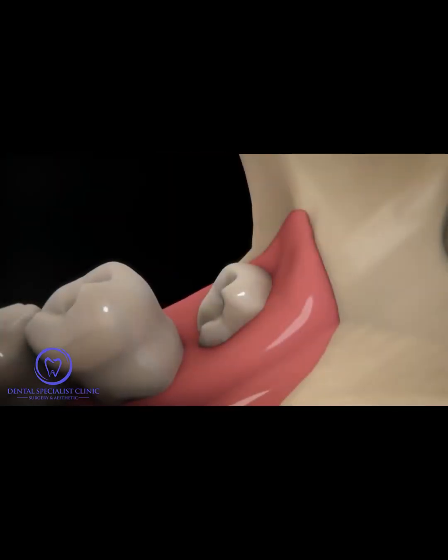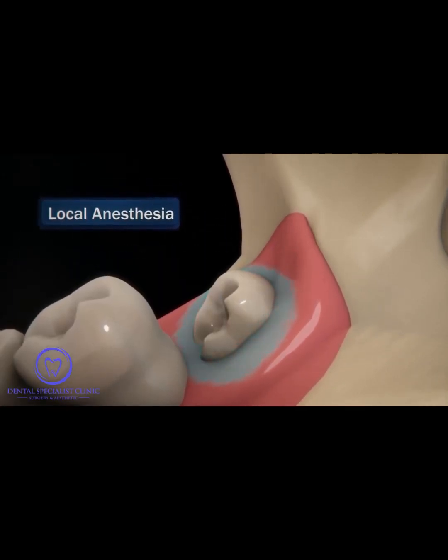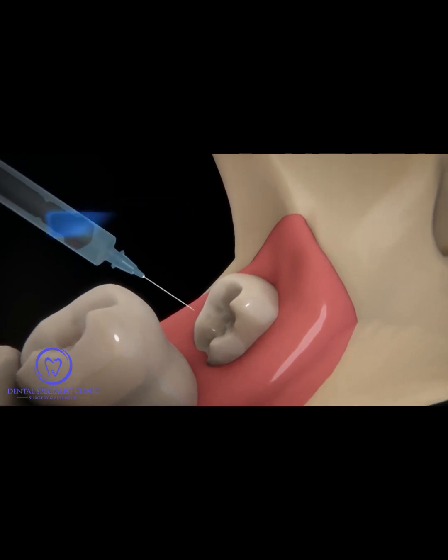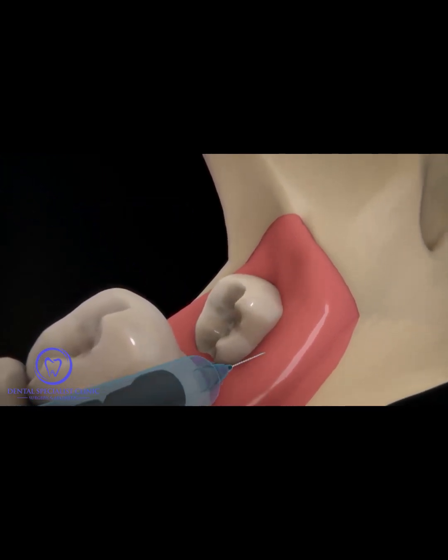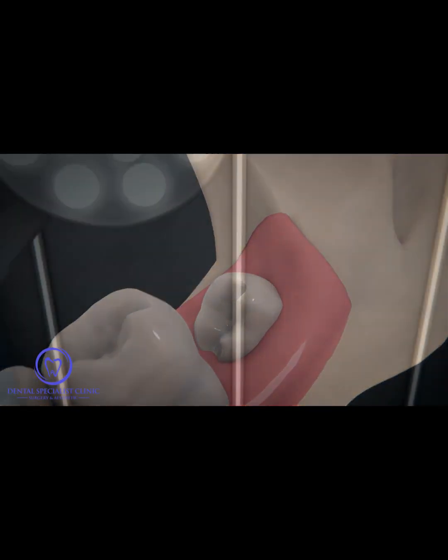If the specialist decides to use local anesthesia, they will first place a substance on the gums to numb them and then apply one or more injections near the extraction area so that the patient does not feel pain during the procedure. The patient will remain awake the entire time.